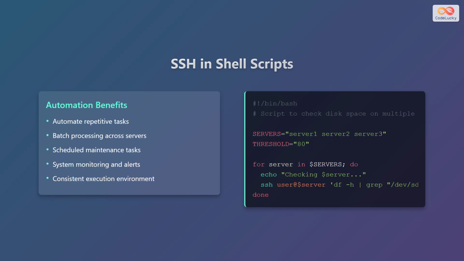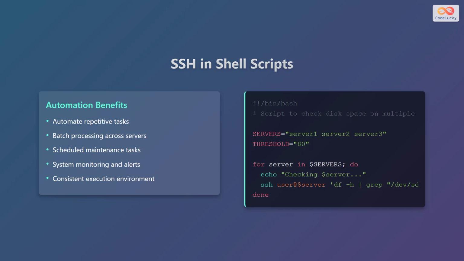Now let's explore how you can incorporate SSH into shell scripts to automate repetitive tasks and streamline your workflow. Automation offers numerous benefits, including the ability to automate repetitive tasks, perform batch processing across multiple servers, schedule maintenance tasks, monitor systems and send alerts, and ensure a consistent execution environment. Here's an example of a shell script that checks the disk space on multiple servers.